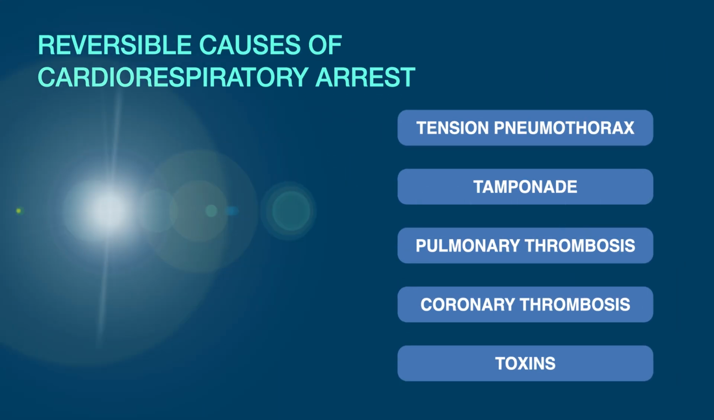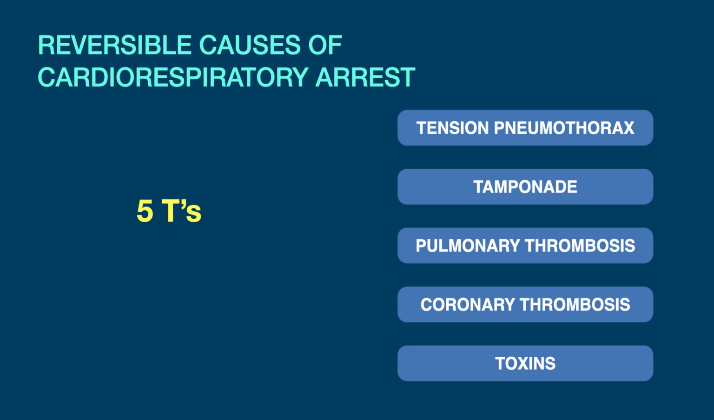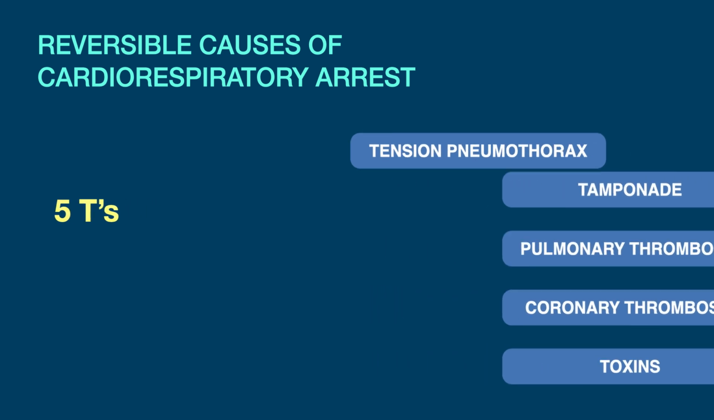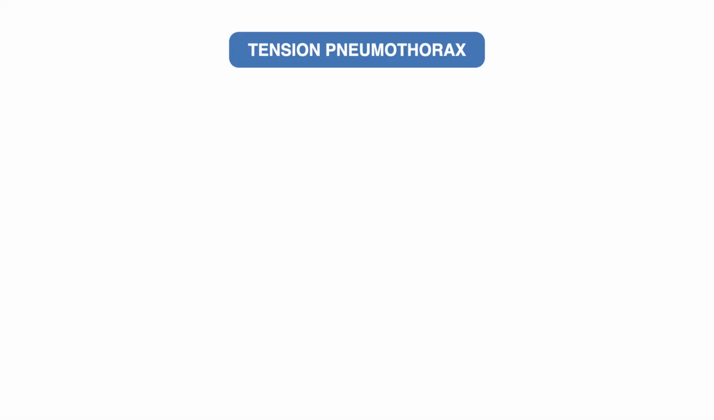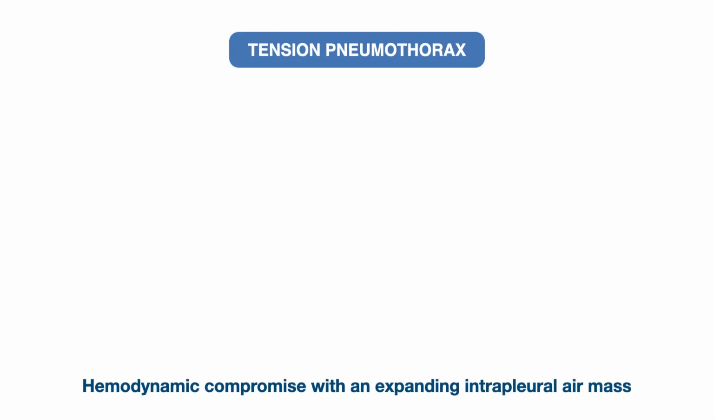Let's now move on to the 5 T's of cardiorespiratory arrest causes. First T, tension pneumothorax. Tension pneumothorax is defined as hemodynamic compromise in a patient with an expanding intrapleural space. It is a treatable cause of cardiac arrest and should be excluded during CPR.